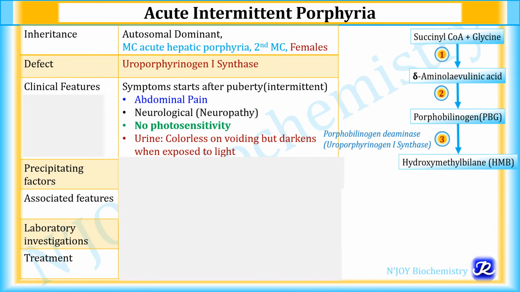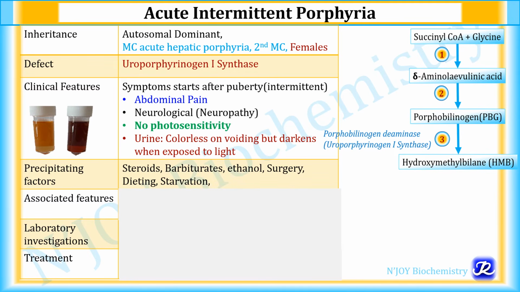In the case of acute intermittent porphyria, the symptoms start after puberty and symptoms are intermittent. The symptoms are abdominal pain and neurological symptoms. There is no photosensitivity. Urine is colorless on voiding but darkens when exposed to light. It is due to photooxidation of porphobilinogen to porphobilins. There are precipitating factors like steroids, barbiturates, ethanol, dieting, starvation and surgery. These can precipitate the attack of acute intermittent porphyria.